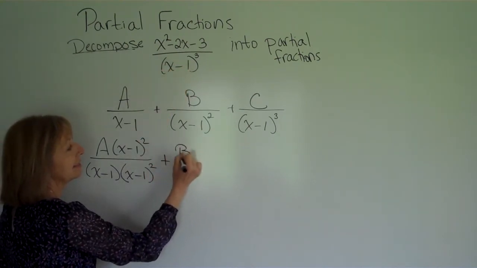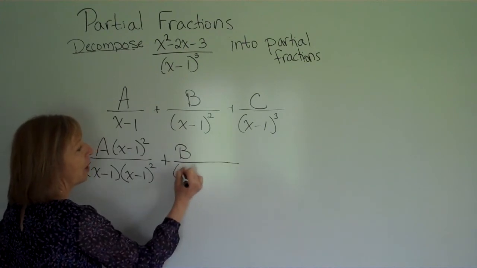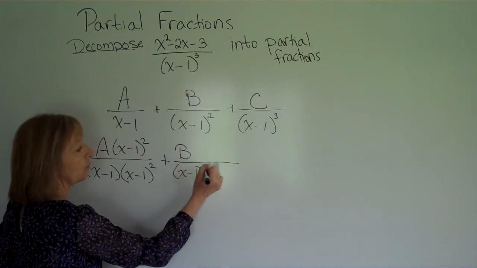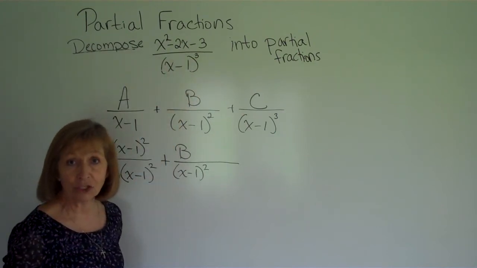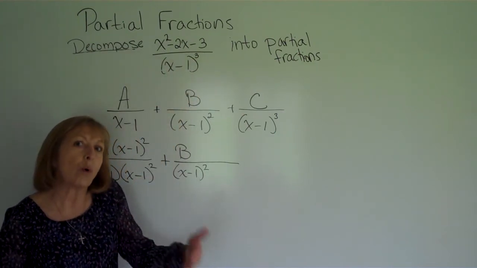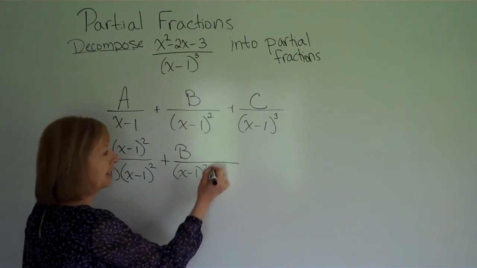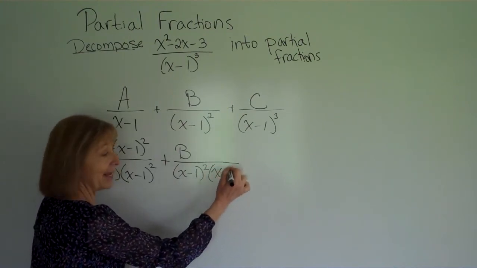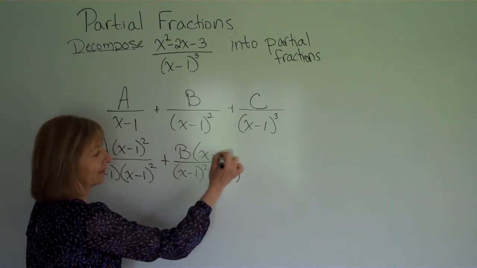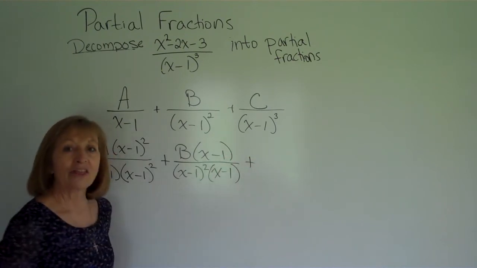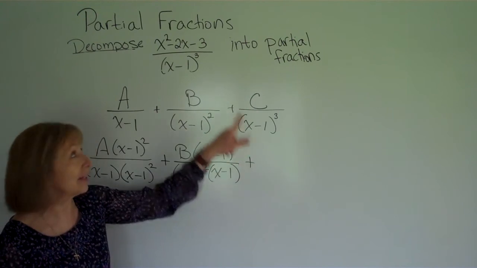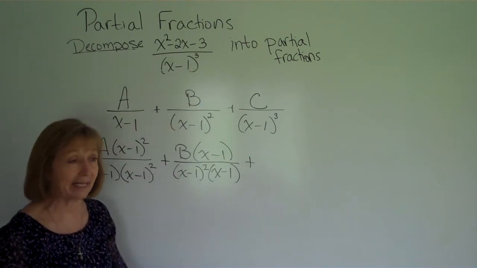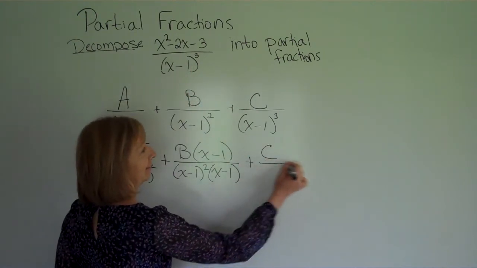Plus, the second fraction already has x minus 1 squared. My common denominator is x minus 1 cubed, so it just needs one more factor of x minus 1. So I'm going to build this top and bottom by x minus 1. The third fraction already has the x minus 1 to the third like it's supposed to, so I'm not building that with anything.